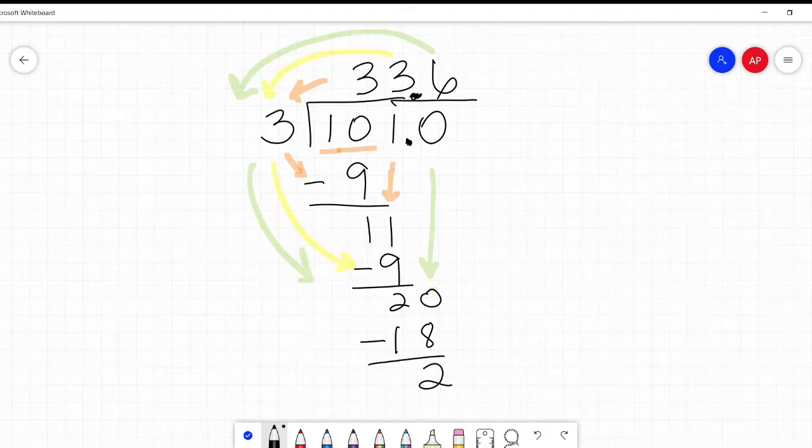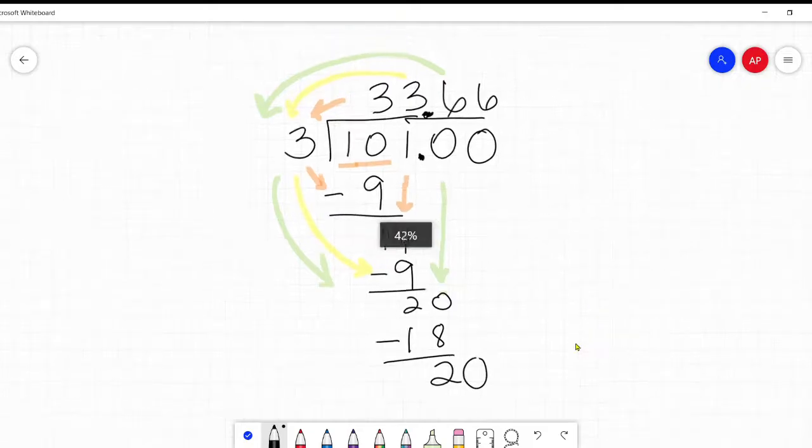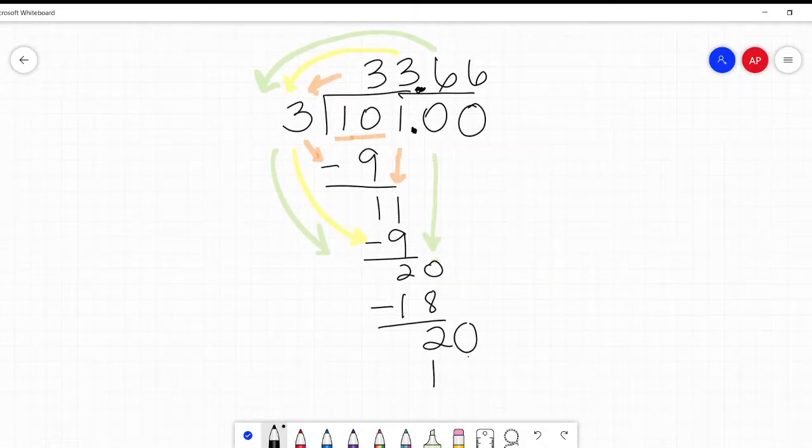What happens if we do this process again? Because I can keep adding zeros. I add a 0, I bring it down. Well, we're going to have the same thing happen again. 20 and 20. Okay, does 3 go into 20? Yes, 6 times. 6 times 3 is 18. I subtract, I get 2. This is going to repeat forever. This is never going to change.